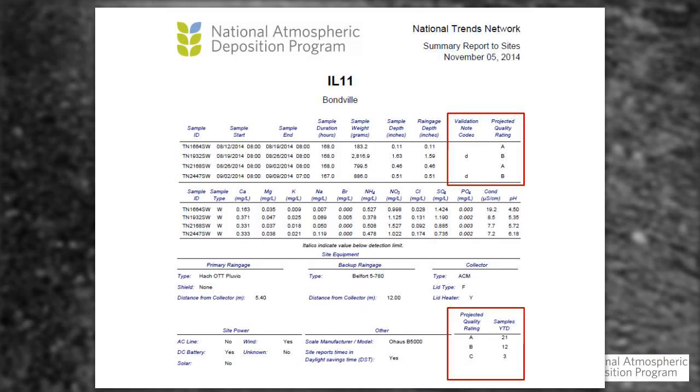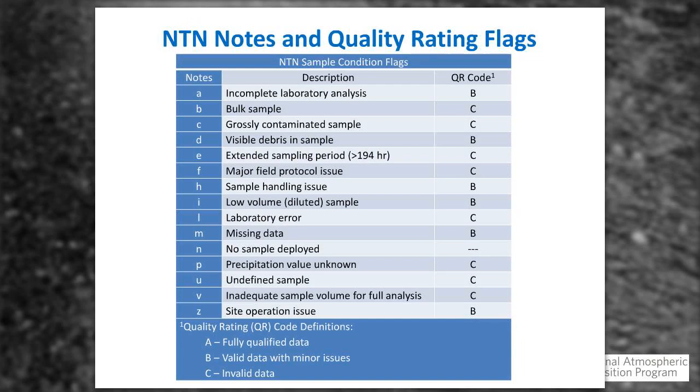And just one other thing I want to highlight is at the bottom of the page, there's another red box that shows just a count year to date of the number of samples in the A, B, and C class. Keeping in mind, again, that A and B data are considered valid, C data are invalidated for one or more reasons. Let's go to the next slide, Brian.